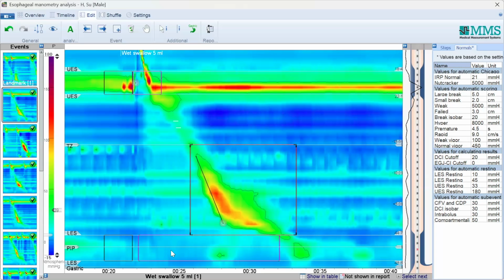If there is spasm, that means it's achalasia type 3. Very good. And this is something I will touch upon in the next episode.